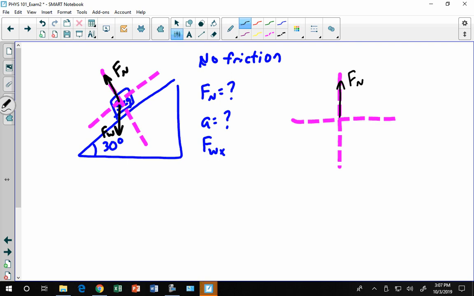I'm going to go ahead and do step number 2, and that's where I resolve the vectors. Now remember, the angle for this vector right here is 90 minus this angle. So that's going to be 60 degrees. To find the x and y components, Fw cosine of 60, and then Fw sine of 60.